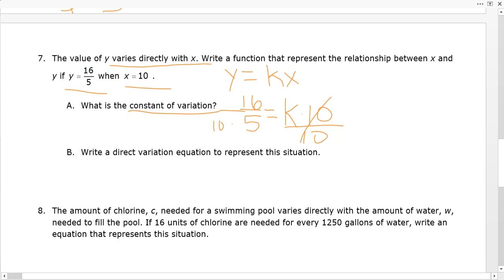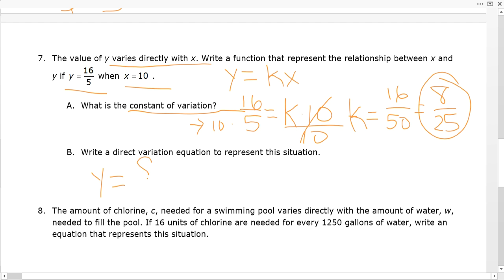Dividing by 10 is, here's my 10 on the bottom. So I'm going to multiply 10 times 5, and I end up with k equals 16 over 50. And I can simplify to 8 over 25. So that's k. So now my variation equation is going to be y equals 8 over 25 x. That's my equation.